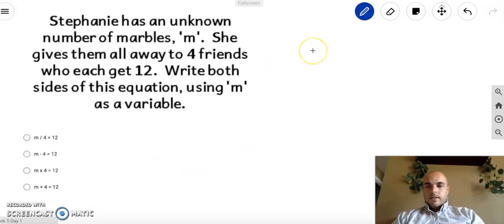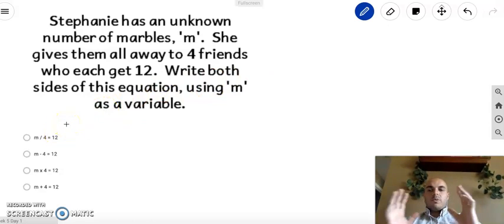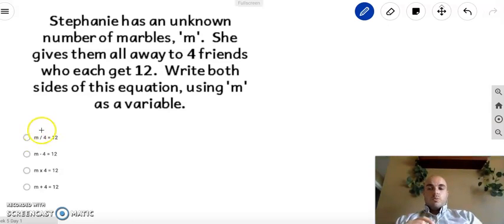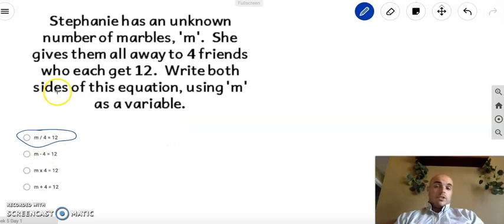Okay, so we know that each of her friends gets 12, right? So we need to look at the total, and then she's taking the total number of marbles and she's dividing them up among her 4 friends, and that gives you 12 for each one. So division is really our big look here. This is a conceptual one. This is a lot like algebra, but this is one where you're really just identifying what operation you would use. And in this case, it would only be division because she's dividing up the total number of marbles she has among her 4 friends. So like it gives them all away, and each get are really big clues for division for this one.